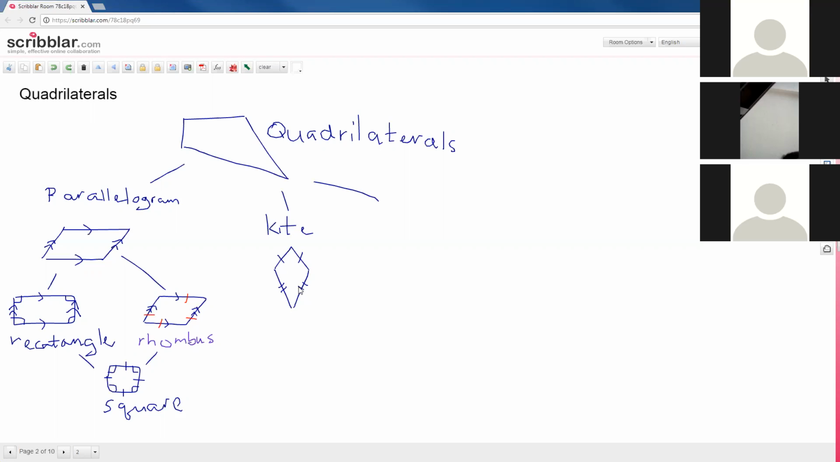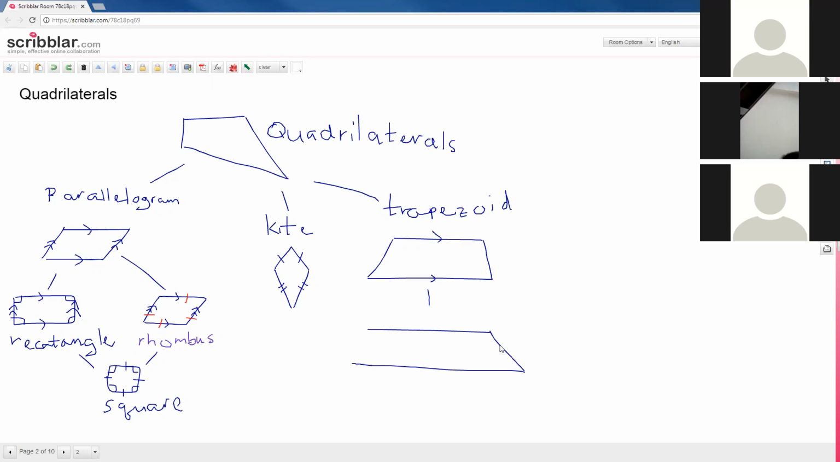And then we have a trapezoid, which only has one set of parallel lines. The top and bottom are parallel to each other. Or we have an isosceles trapezoid, which again has parallel top and bottom lines, but this time the sides are equal.